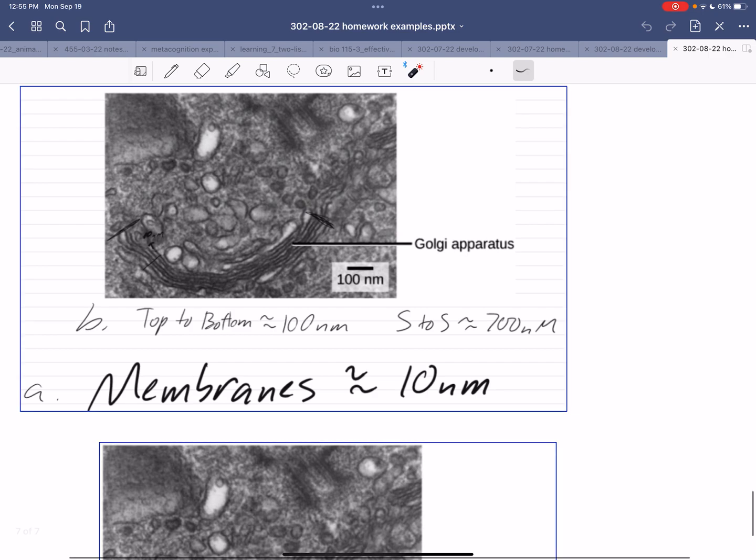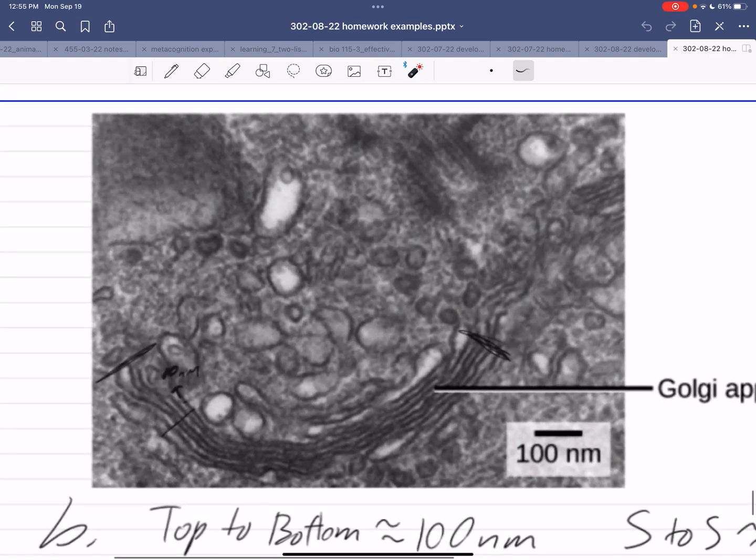For the last question, you had to use this image to check on whether this was accurate, and then what's the height here, and what's the side-to-side distance. So a number of people went in the wrong direction. Let me talk about the right direction here.